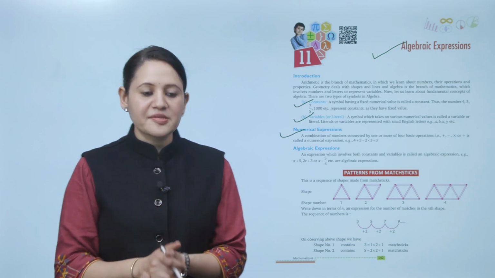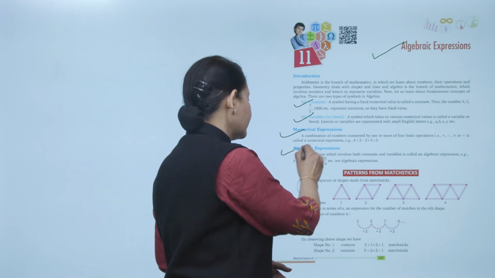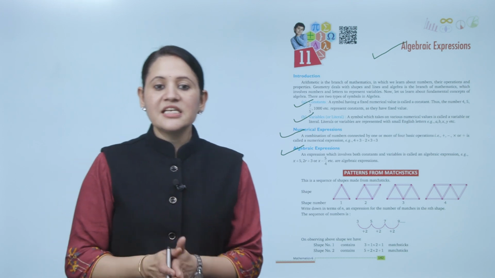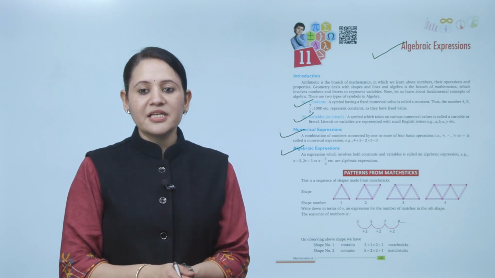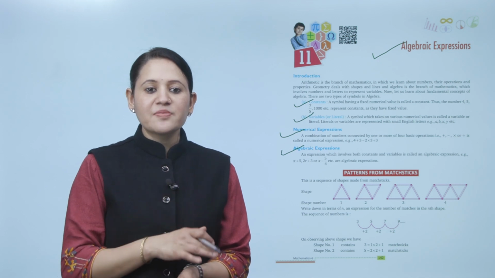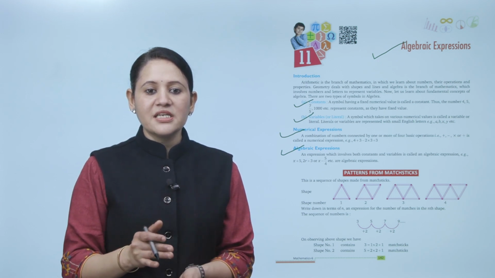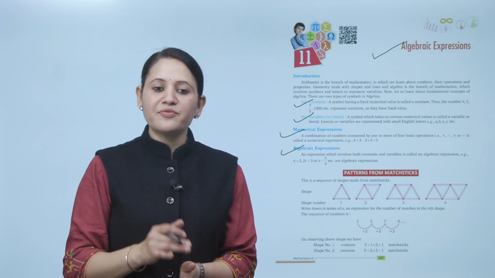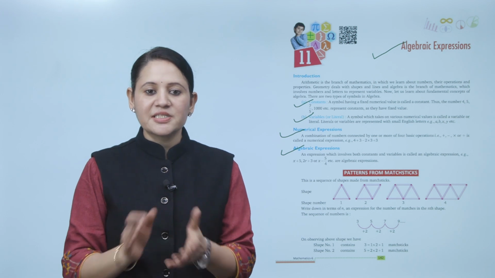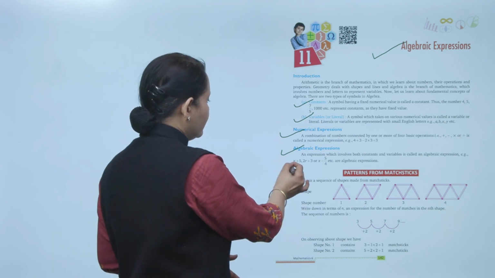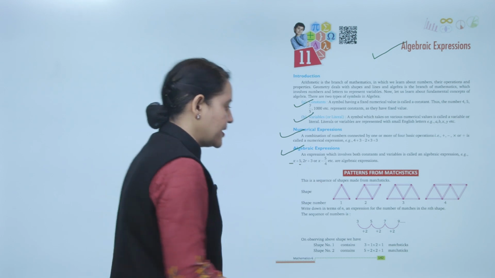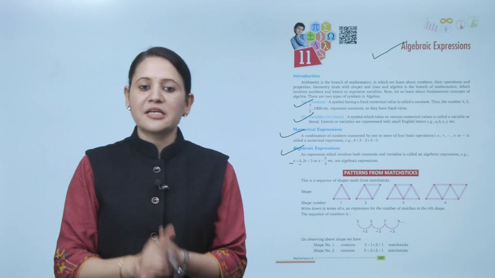Next is algebraic expression. An expression which involves both constants and variables is called an algebraic expression. For example, x plus 5, 2r plus 3 or x minus 5.4 etc. are algebraic expressions because they have two parts, the variable part and a constant part. So this is an algebraic expression.